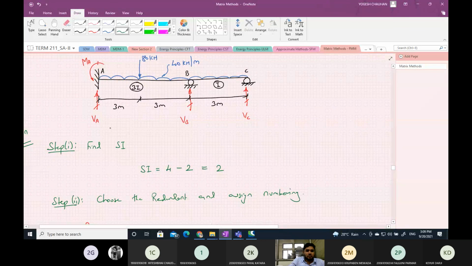which is this. So this value will be 182.5 kilonewton. This value will be 227.5 kilonewton and this value will be 30 kilonewton.